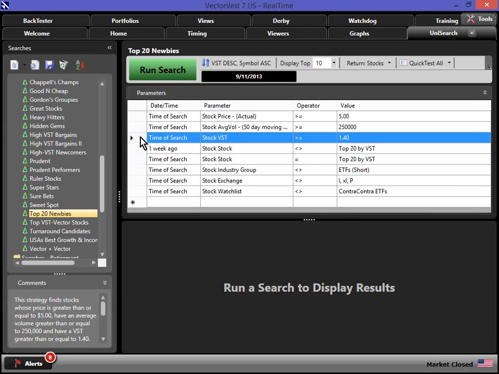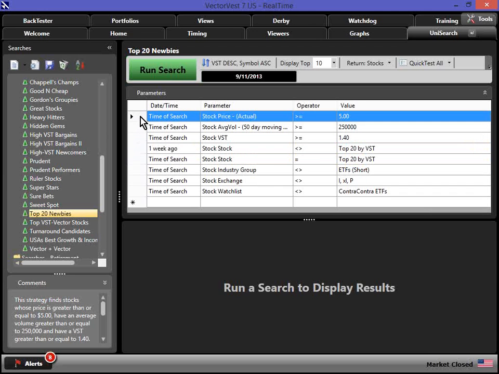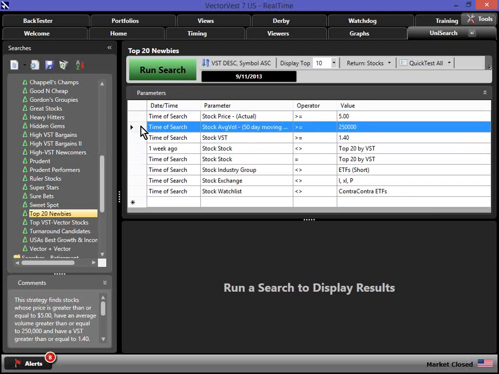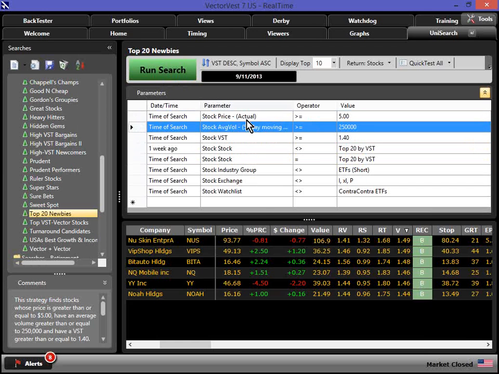Now also look at this. The VST has to be over 1.4, so very good to excellent. Price is over 5 and average volume is over 250,000. So let's just run this. Notice you've only got 6 stocks that got returned.